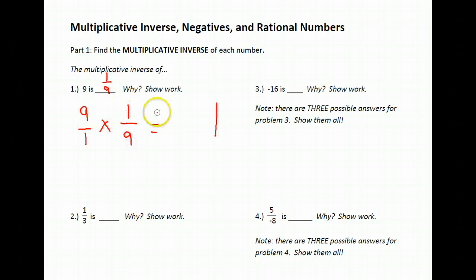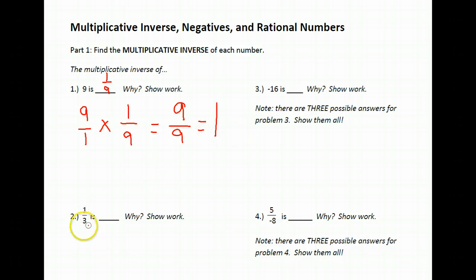Because 9 times 9 is 9. And 9 times 1 is 9. 1 times 9 is also 9. And now I'm looking at 9 divided by 9 is 1.